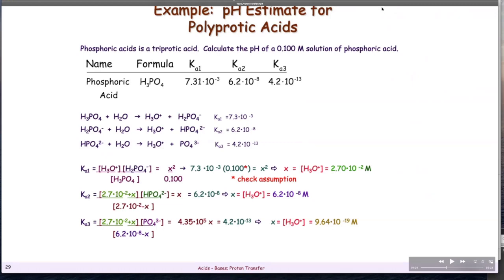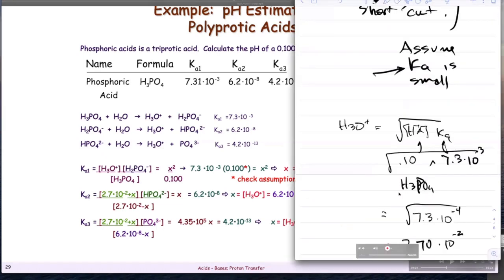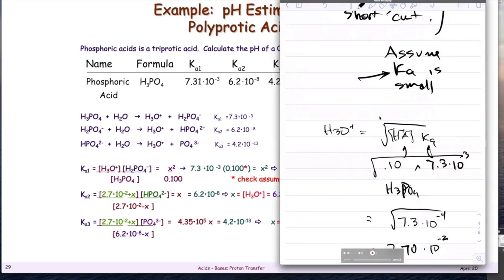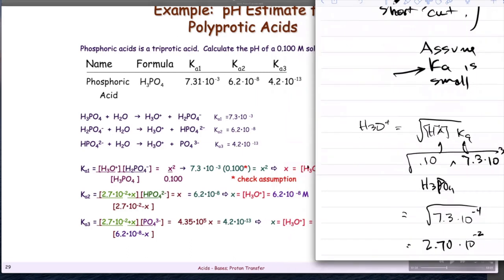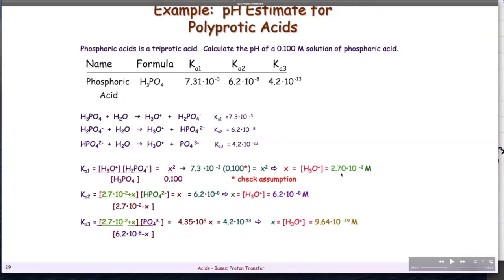Again, this shortcut works because you're basically just going straight to the final equation that you need to solve. So this is a good equation to remember, especially if you want to do a quick and dirty hydronium ion concentration calculation. So that's 2.7, but that concentration is also equal to the initial concentration of H2PO4.